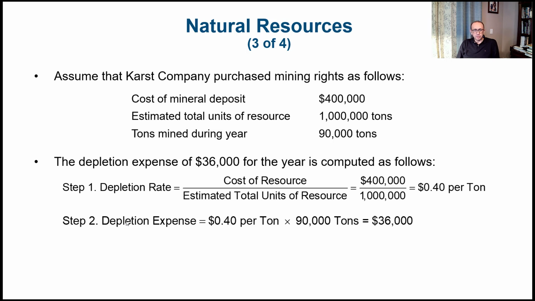The first step is to calculate the depletion rate, which equals the cost of the resource. In our case here it is 400,000, and the estimated total units of the resource is 1,000,000. So that would give us 40 cents per ton. Tons mined during the year are 90,000, so we take the 90,000 multiplied by the 40 cents, and that would give us $36,000. So the depletion expense for the year would be $36,000.